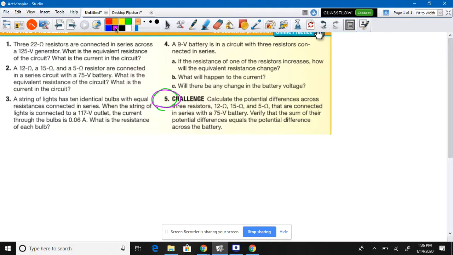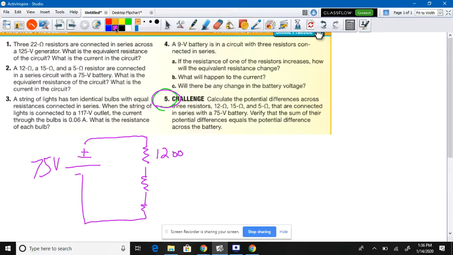That's number 6. Calculate the potential difference across 3 resistors, and now they're all different. Just add them. Yes, you add them, but it says verify that the sum of the potential differences equals the potential difference across the battery. So if the battery is 75 volts, are all these resistors going to be working with the same volts? They will not. They will all have the same what, since they're on the same wire? Current. On the same wire, so they all have the same current.